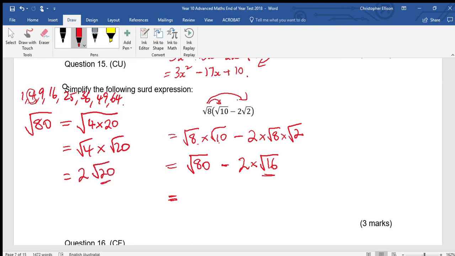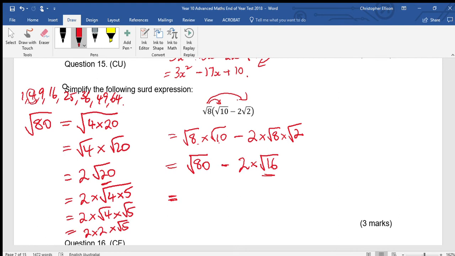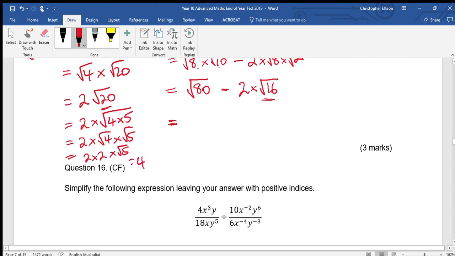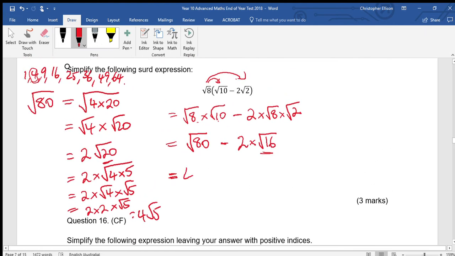Now that surd you can also simplify because it also has a square number factor. The square number factor is 4. Meaning you can go 2 times by square root of 4, 4 times by what, 5, will give 20. And we can do the same thing again, 2 times by square root of 4 times by the square root of 5. Meaning we can also do the square root of 4, 2 times 2 times by the square root of 5. 2 times 2 is 4, meaning that that one simplifies to 4 root 5. So we would have 4 root 5 in here.